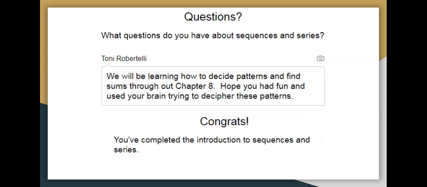Okay. And again, this is what we're going to be going through in this upcoming chapter. So hopefully it piqued your interest a little bit. It's all about patterns and finding sequences and the summation of the total amount of values we're looking at.